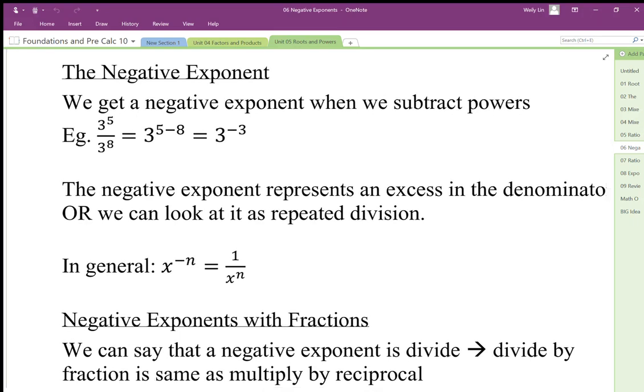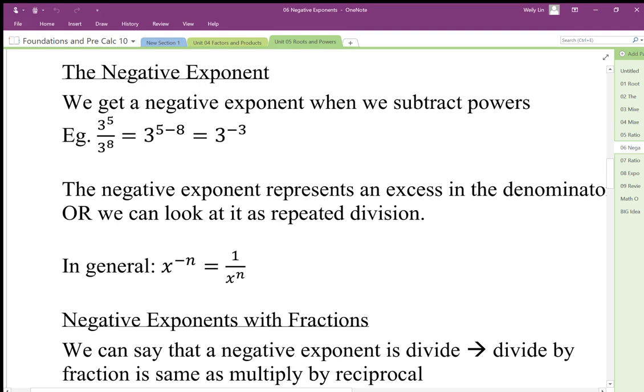So we can look at the negative exponent by just subtracting the powers here. So we have 3 to the power 5 and 3 to the power 8. So it means we have 8 divides and 3 multiplied. So we're going to take away the divisions from the multiplications, and we end up with this negative exponent.